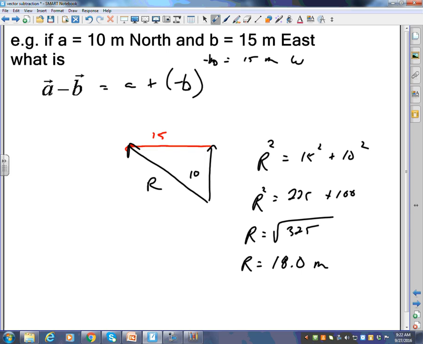Am I done with that? How come? Exactly. Got to find the angle. Which angle? The one from where you start. Inverse tan, tan minus 1. Opposite, which is 15, over adjacent, which is 10. Inverse tan 15 over 10.